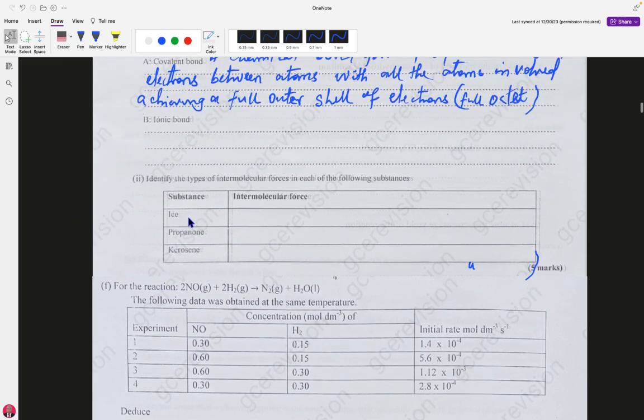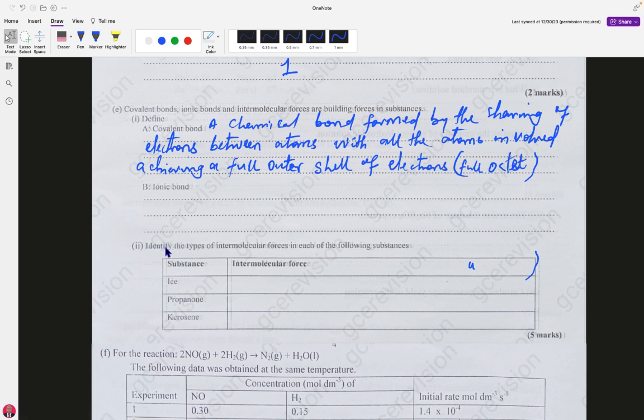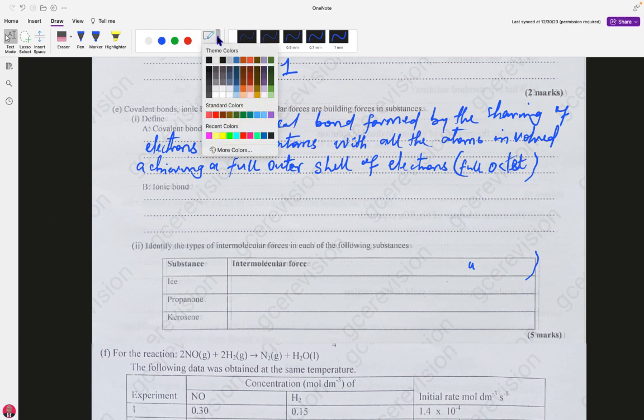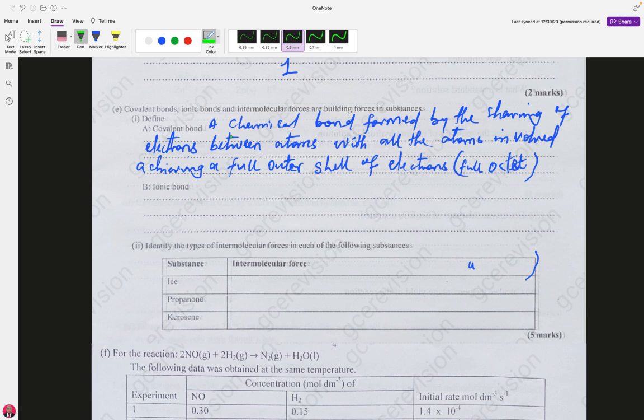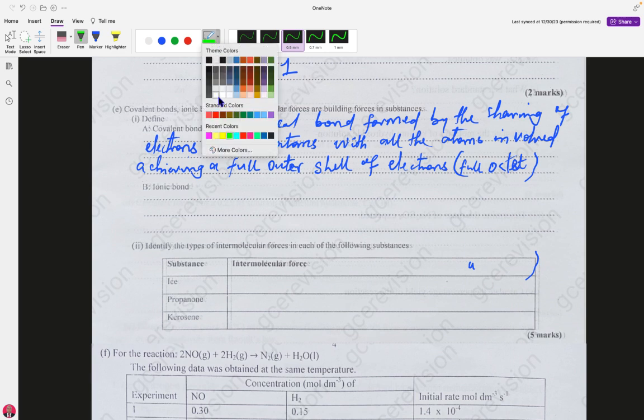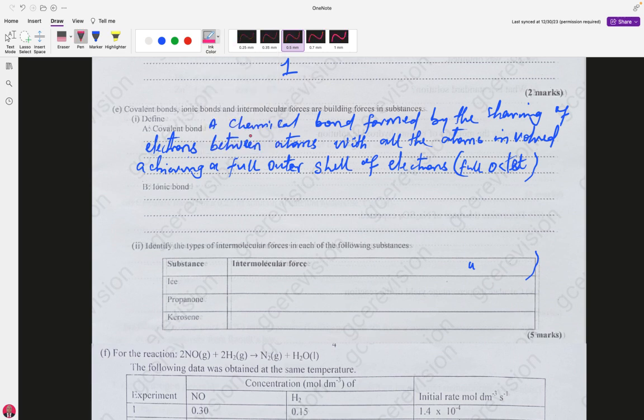the second question. What is it? Ionic bond. Okay, what is an ionic bond? Ionic bond, now we have to do some work here. Remember, ionic bonds are bonds that are formed between metals and non-metals. They are formed between metals and non-metals because of the wide difference in what? Electronegativity. The dipole moment is too wide.